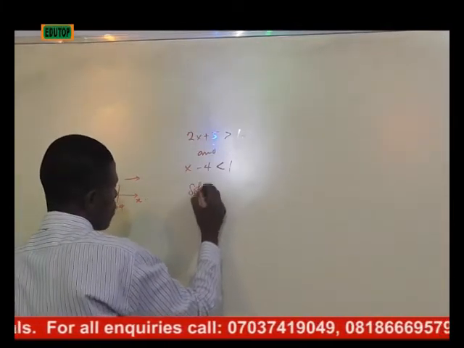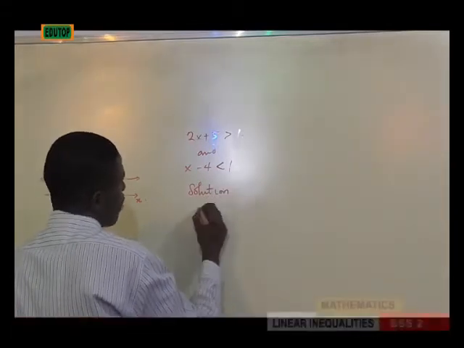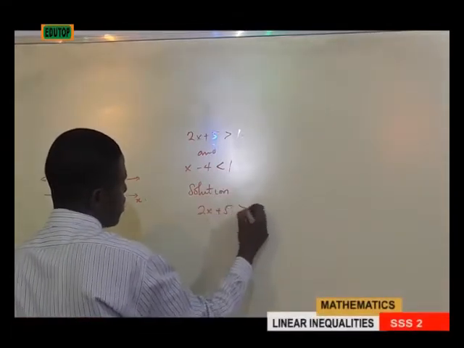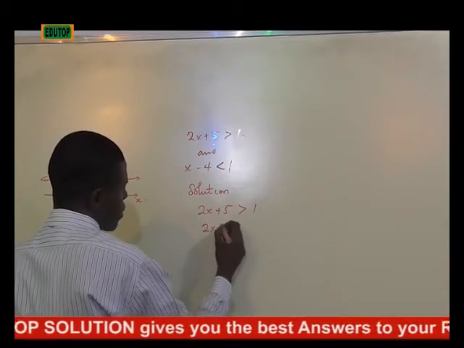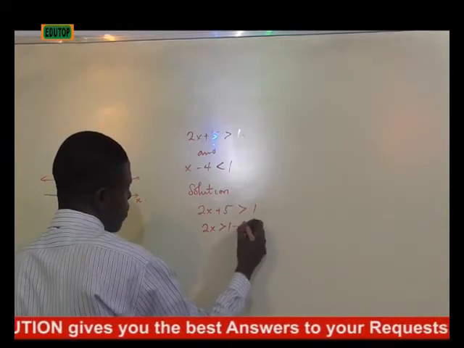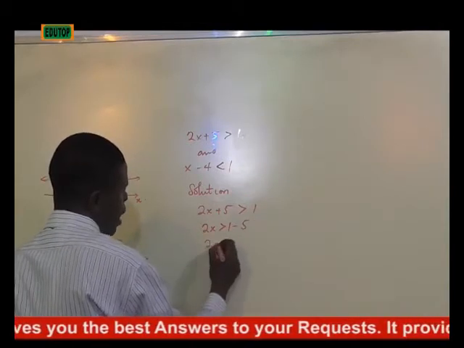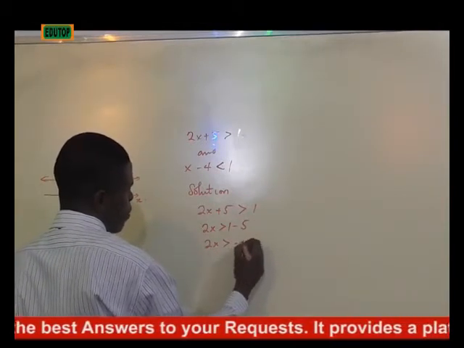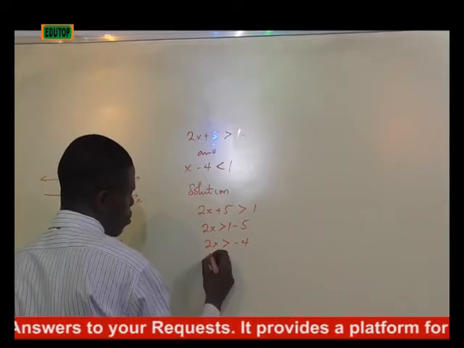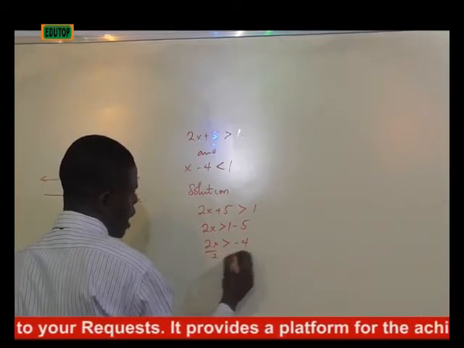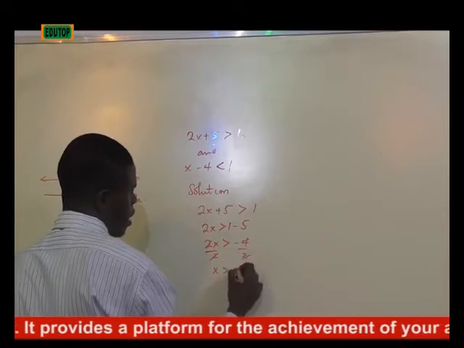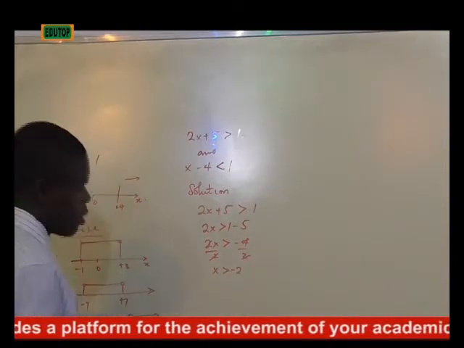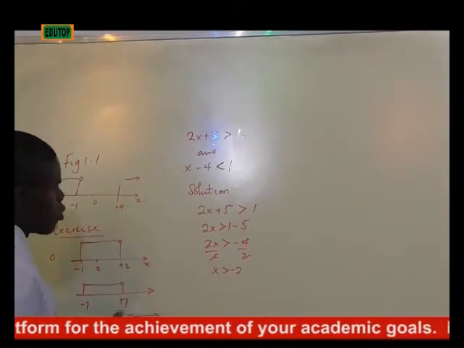So solution now. We have 2x plus 5 is greater than 1. So collecting like terms here, you have 2x greater than 1 minus 5. And that means your 2x is greater than minus 4. Divide both sides by 2. Divide this by 2 and divide this by 2. Automatically we are going to have x greater than minus 2. So when our x is greater than minus 2, that's the first case.